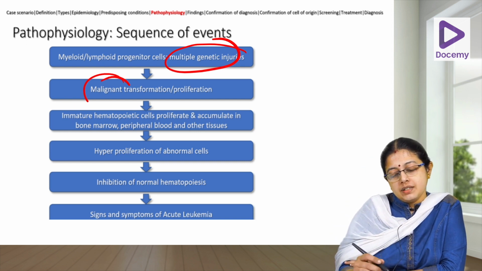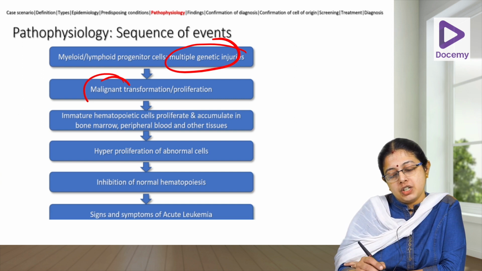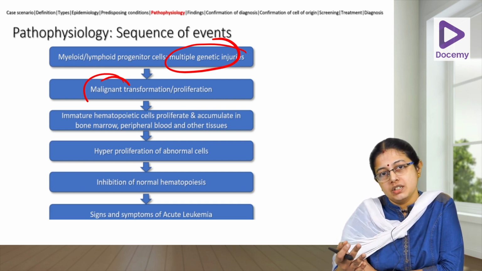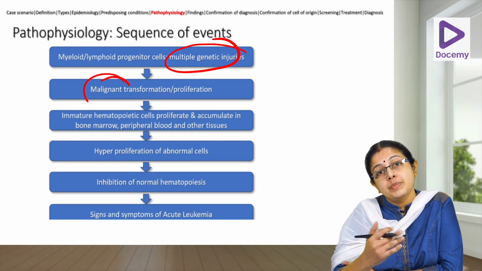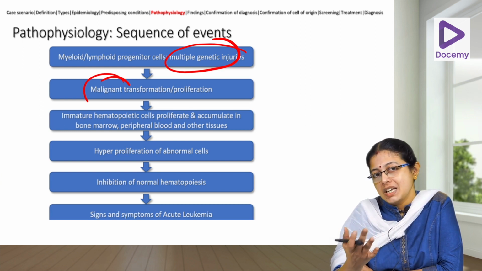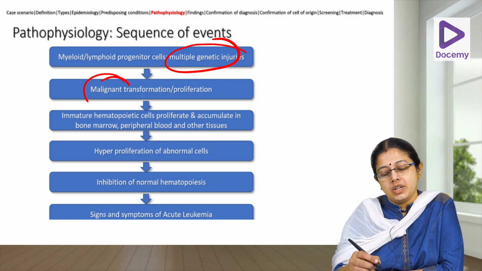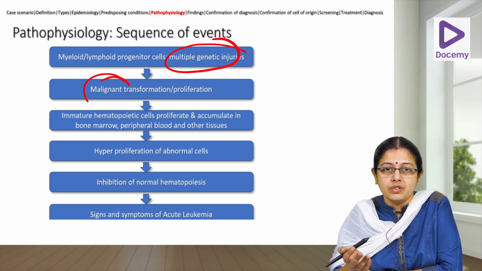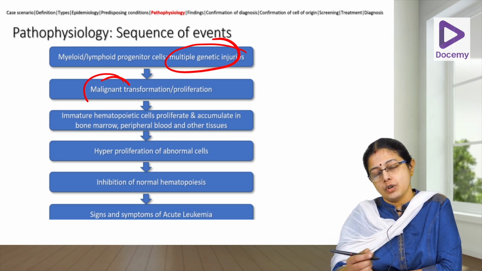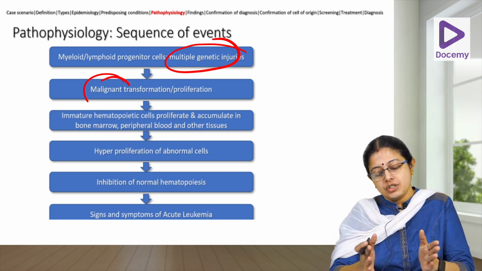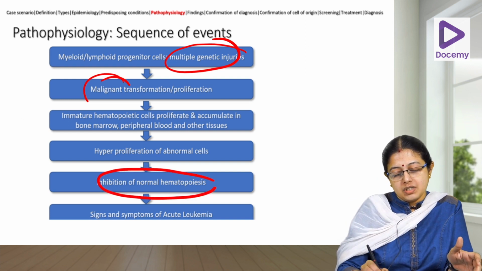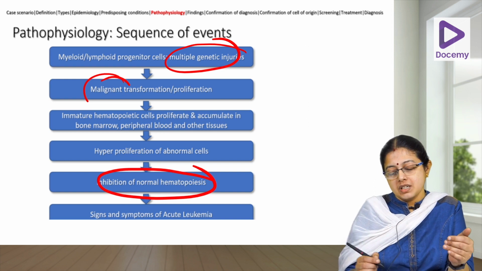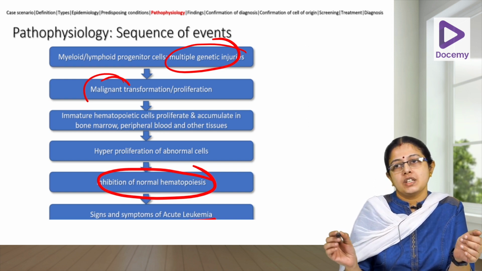And with that malignant transformation, you have the immature hematopoietic cells proliferating and accumulating in the bone marrow and peripheral blood and other tissues, mainly the liver and the spleen. When the bone marrow is filled with these proliferating abnormal malignant transformed cells, it inhibits normal hematopoiesis, and then the patient starts having symptoms of acute leukemia.